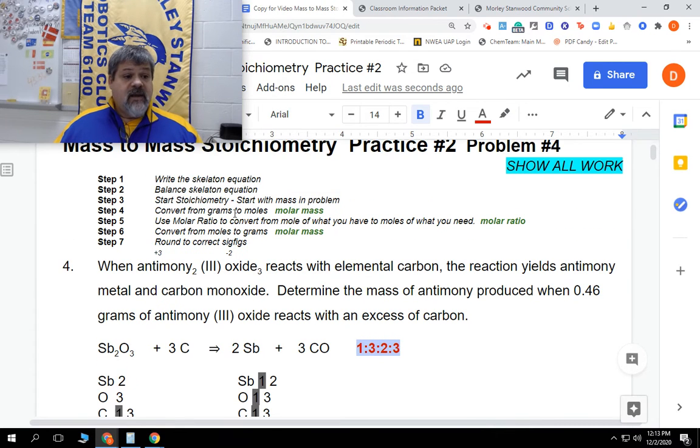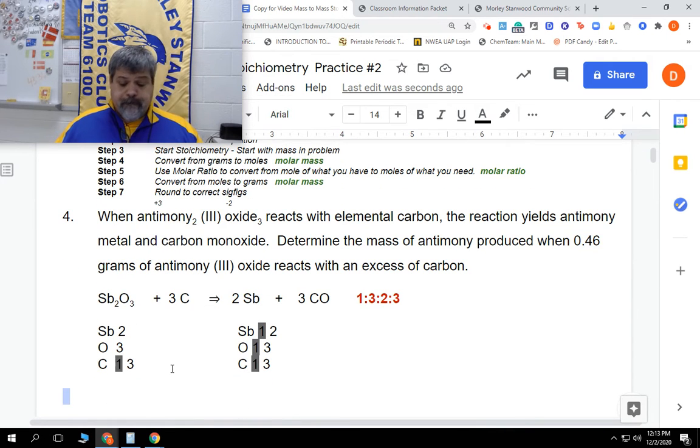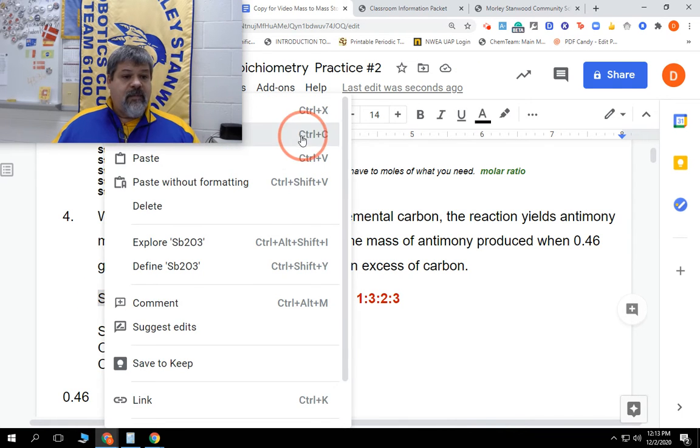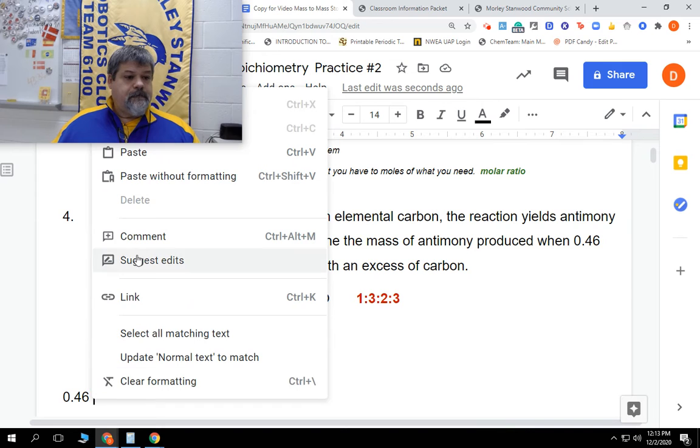So our next step is we have to start our stoichiometry, and we're going to start with the mass in the problem. So where's the mass in the problem? Well, it's right here. Okay, 0.46 grams of antimony oxide, or antimony 3 oxide. So we're going to go ahead down here, and we're going to start right there with 0.46. Now, if you don't want to put the 0 in, that's fine. Just put 0.46, and then we're going to do antimony 3 oxide, which is what we've calculated right here. So we're going to copy that, and we'll paste it right there.